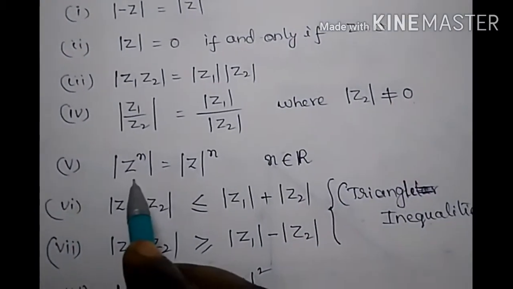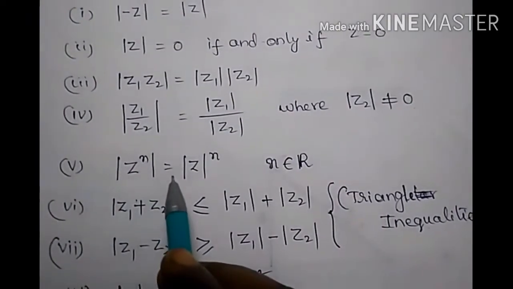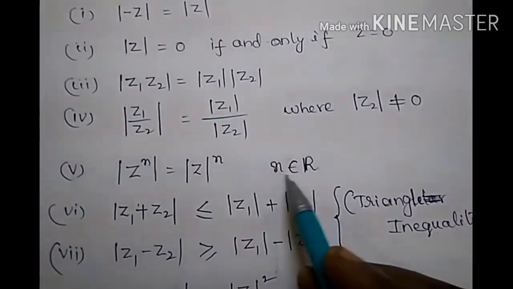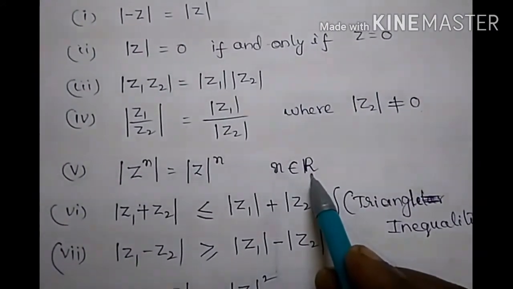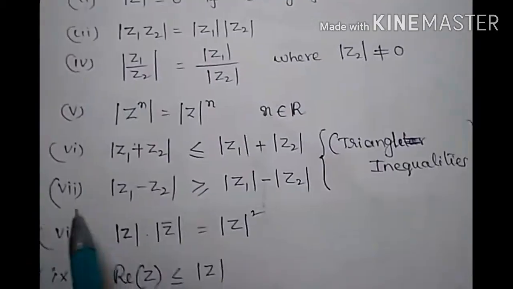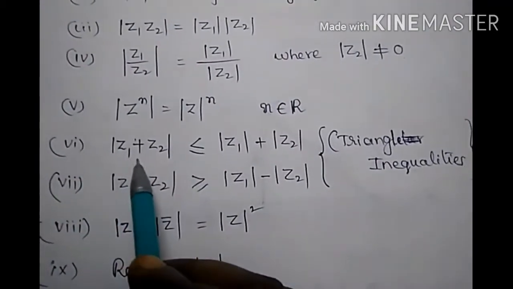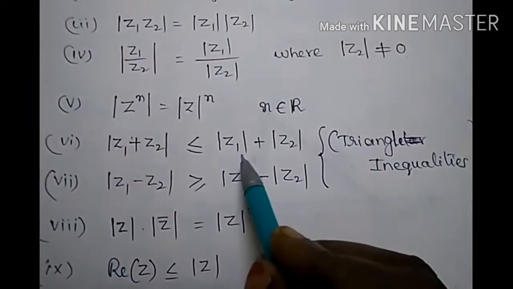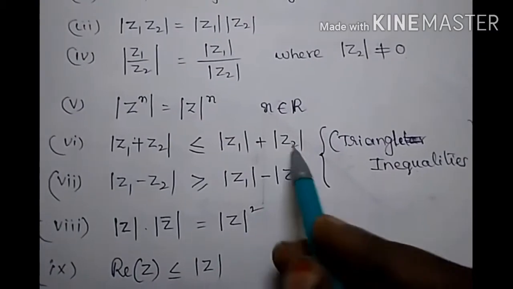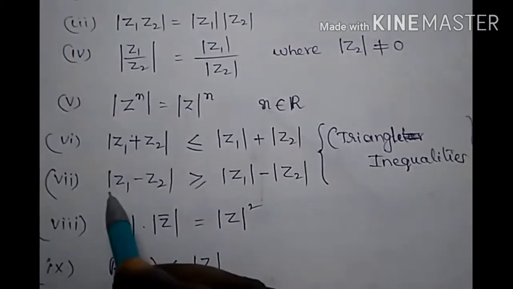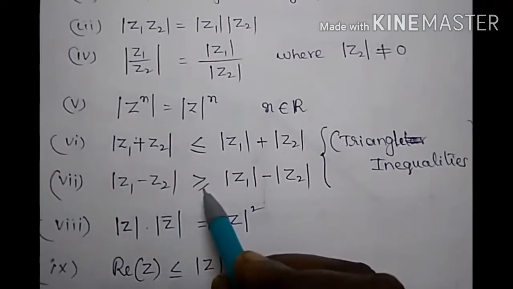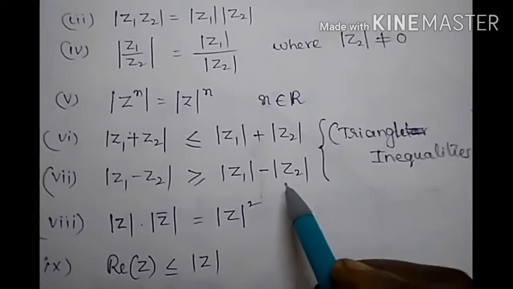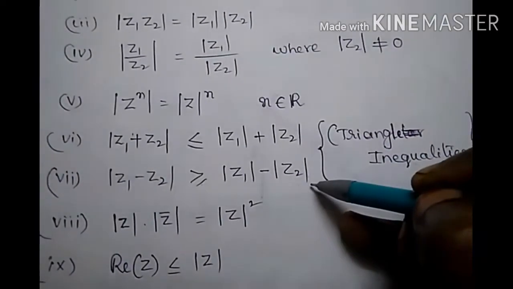And fifth one, modulus of z power n is equal to modulus of z whole power n, where n belongs to real numbers. Next one is modulus of z1 plus z2 is less than or equal to modulus of z1 plus modulus of z2. And the next one is modulus of z1 minus z2 is greater than or equal to modulus of z1 minus modulus of z2. These look like triangle inequalities.